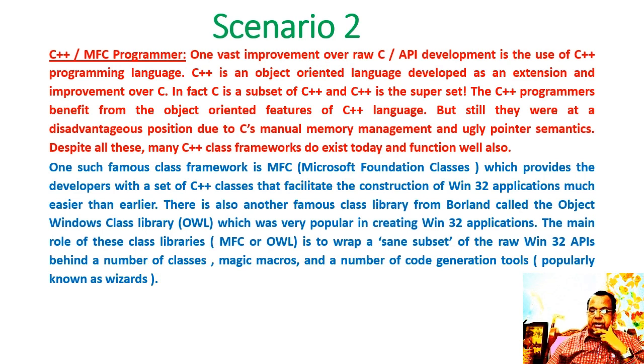But still, they were at a disadvantageous position due to C's manual memory management and ugly pointer semantics. Despite all these, many C++ class frameworks do exist today and they are all functioning perfectly well.